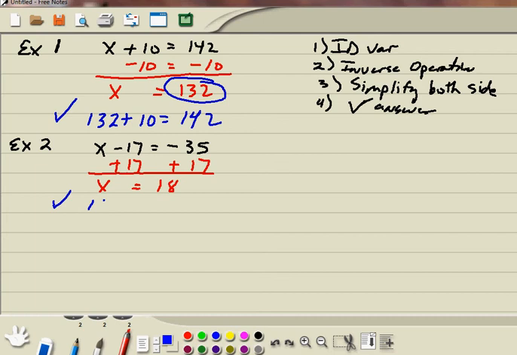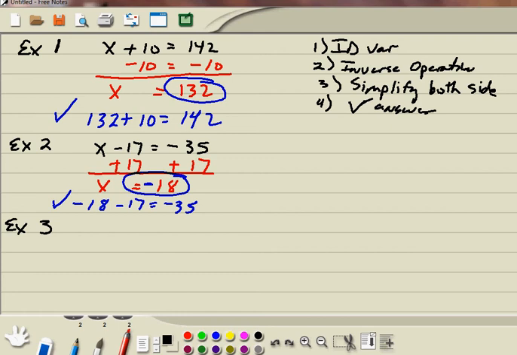Oh, there you go. So let's plug this in. If I had 18 minus 17 does not equal negative 35, I can see that I made a mistake and I lost my negative sign. So I'll go back and I'll put my minus sign in there, and then I can circle my solution. So there's a clear case on why you should check every answer. So if you did drop a negative sign, you can go back and correct it.